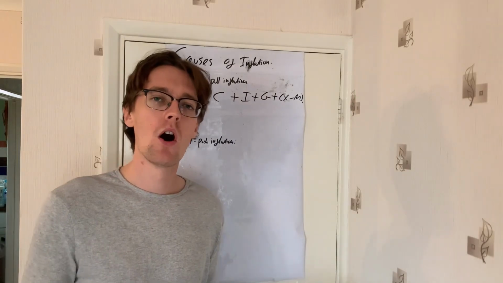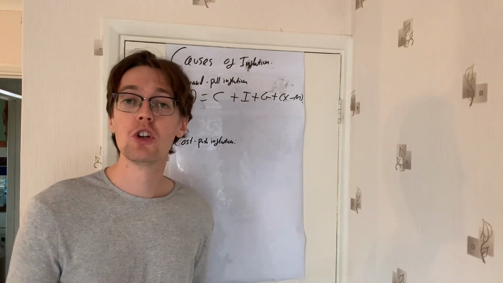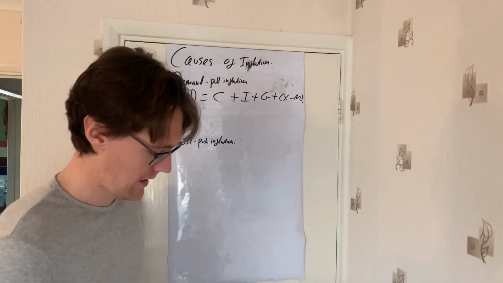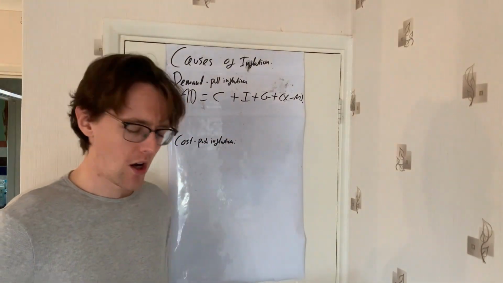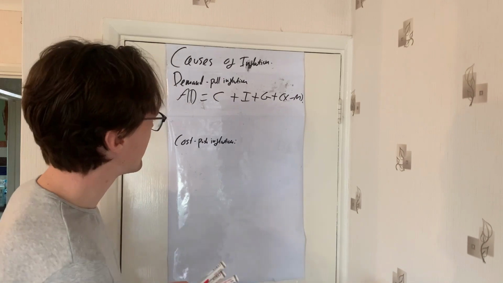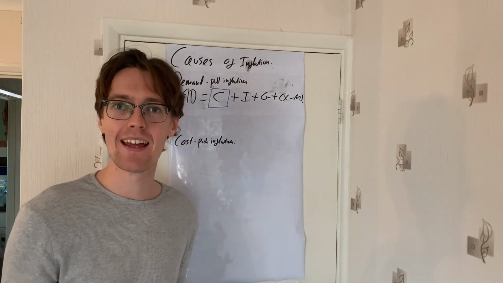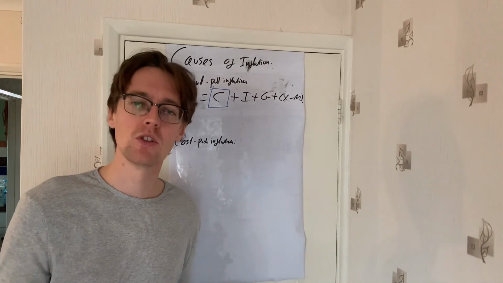Can we think of any demand side factors which would have led to inflation in the UK right now? Let's work our way through the elements. So with consumption, why is it that there may be more consumption today, significantly more, than there was yesterday?